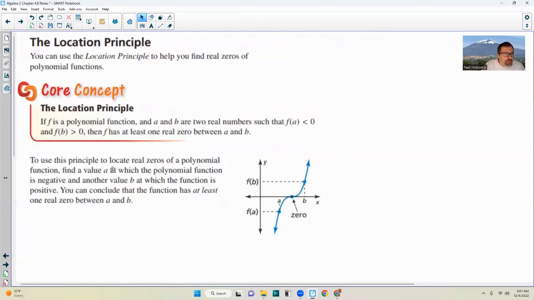Okay? To use this principle to locate real zeros of a polynomial function, find a value a at which the polynomial is negative, and another value b at which the function is positive. And you can conclude that the function has at least one real zero in between those two points. And that is the location principle.